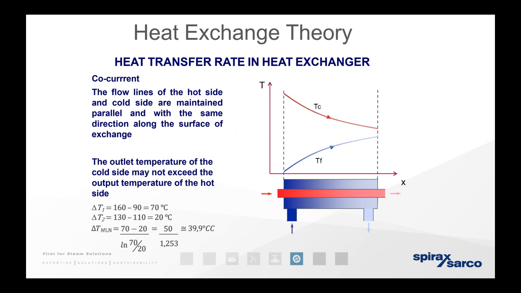And you have an example of temperatures there. Delta T1 equals 160 minus 90, so that's the temperature differential, equals 70 degrees. Delta T2 equals 130 minus 110, which gives you 20 degrees. We can use those figures to put into delta T MLN, so it equals 70 minus 20 over ln of 70 divided by 20. That equals 50 over 1.253, which is equal to about 39.9 degrees C.